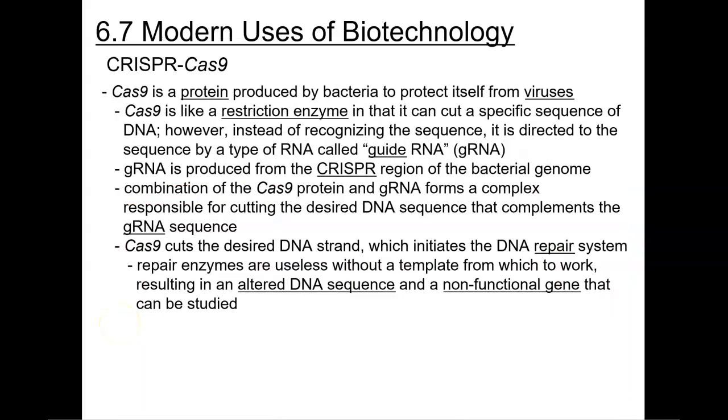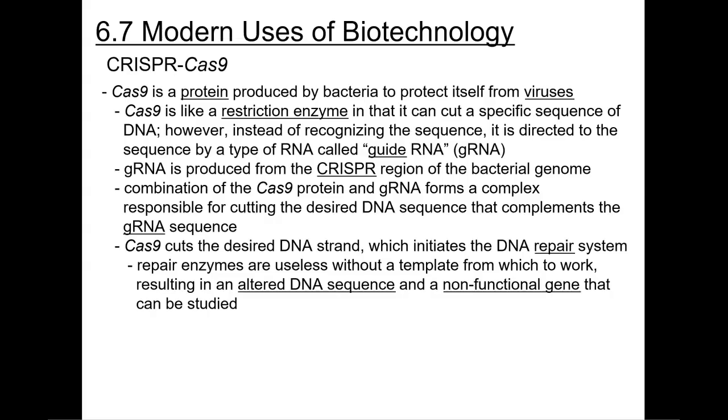So what is the CRISPR-Cas9? Well, the Cas9 is going to be a protein that's produced by a bacteria to protect itself from viruses. Cas9 is going to be like a restriction enzyme in that it can cut specific sequences of DNA. However, instead of recognizing the sequence, it is directed to the sequence by a type of RNA called guide RNA, or gRNA. gRNA is produced from the CRISPR region of the bacterial genome.